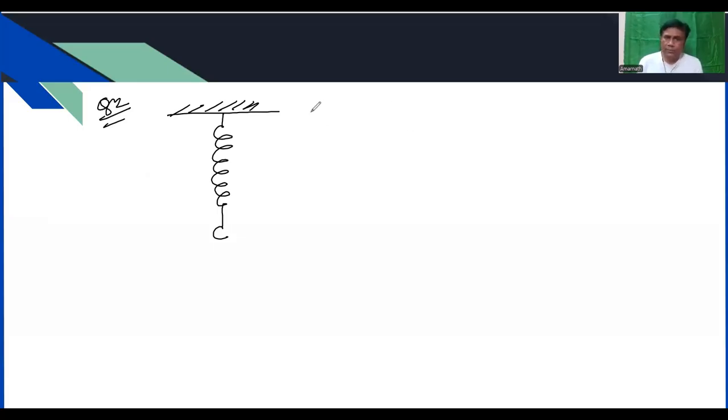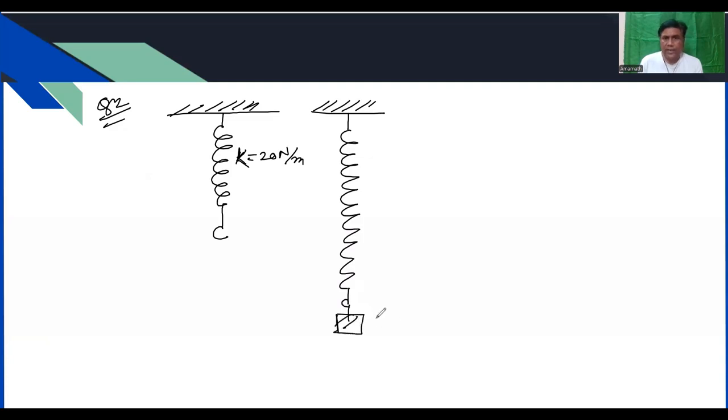Now what I do, I extend an object, okay? The spring constant is 20 Newton per meter. Okay, that K value is given in the question. Now what I do, I just suspended an object of 10 kg. So now my question is, what is the extension of the spring? Okay, what is the extension from the natural length?